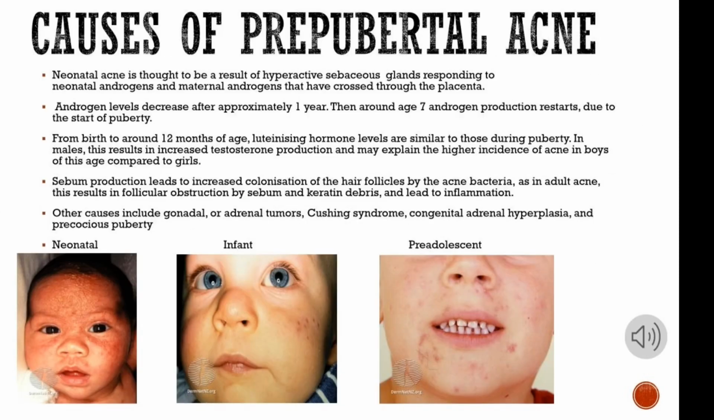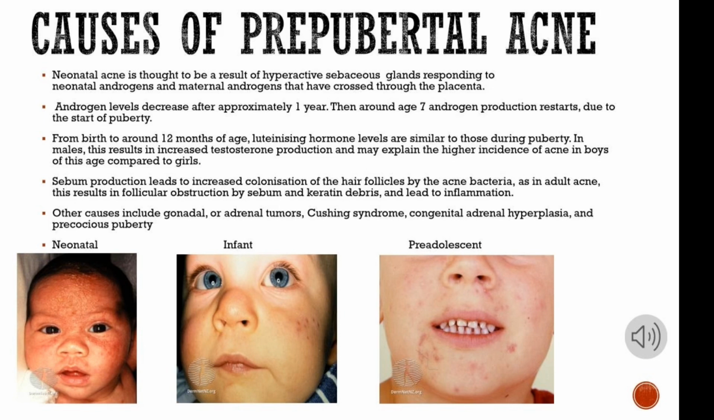Causes of prepubertal acne. Neonatal acne is thought to be a result of hyperactive sebaceous glands responding to neonatal androgens and maternal androgens that have crossed through the placenta. Androgen levels decrease after approximately 1 year. Then around age 7, androgen production restarts due to the start of puberty.